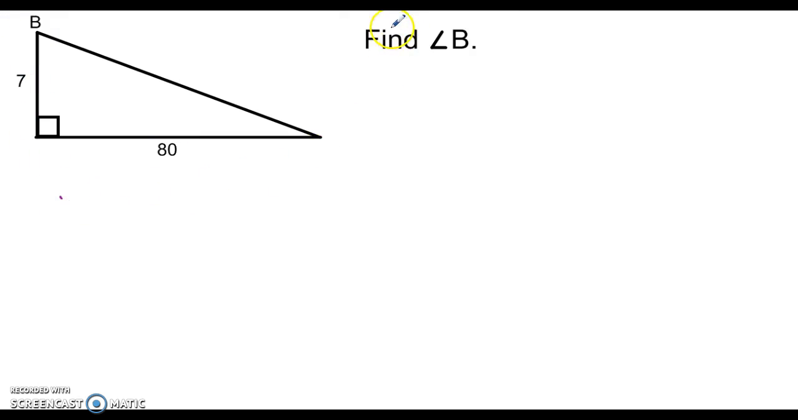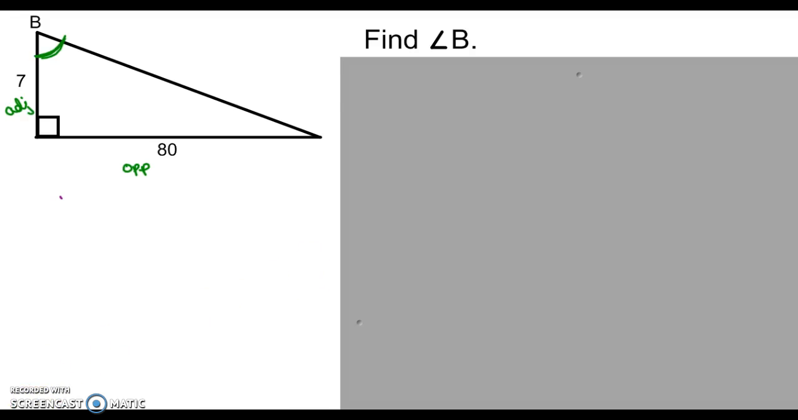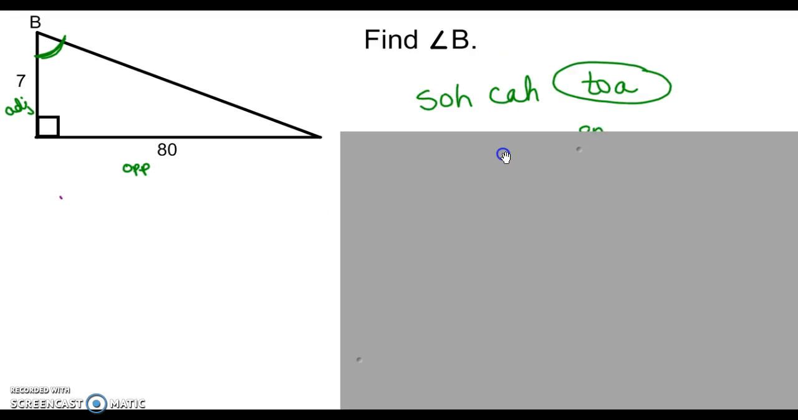All right, angle B. Go ahead and see if you can pause this video and solve this one all on your own. All right, you can see that I've marked up my triangle. I've got my angle B highlighted because that's the angle I'm trying to find. I have the opposite side and the adjacent side. And we're going to go through and see which trig function we have. So if we do our SOHCAHTOA, you should have found that you need to use your tangent.